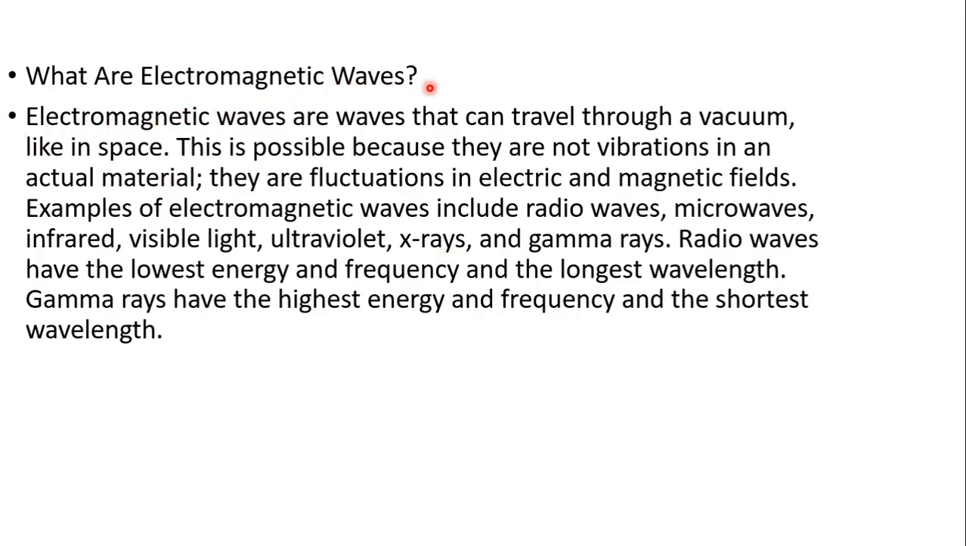What are electromagnetic waves? Electromagnetic waves are waves that travel through vacuum, like in space. This is possible because they are not vibrations in an actual material. They are fluctuations in electric and magnetic fields. Examples include radio waves, microwaves, infrared, visible light, ultraviolet, X-rays, and gamma rays. Radio waves have the lowest energy and frequency and the longest wavelength. Gamma rays have the highest energy and frequency and the shortest wavelength.